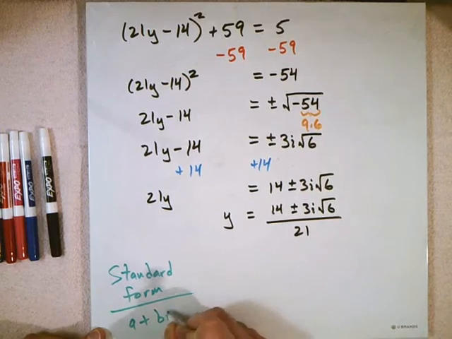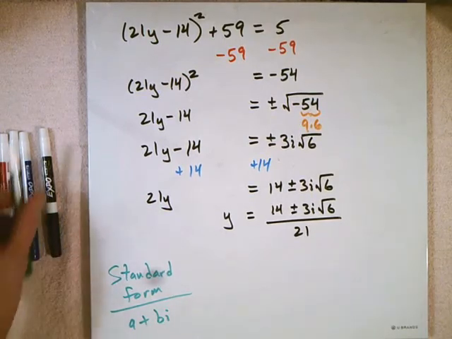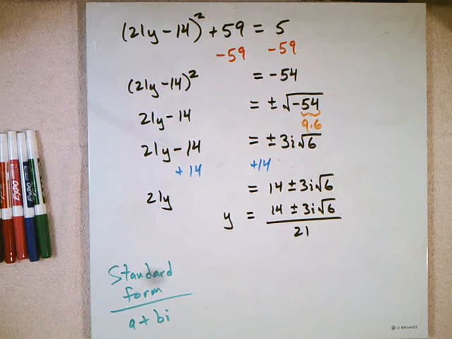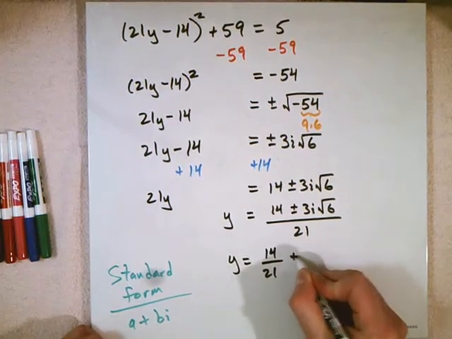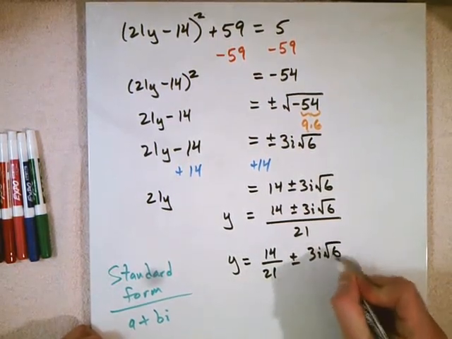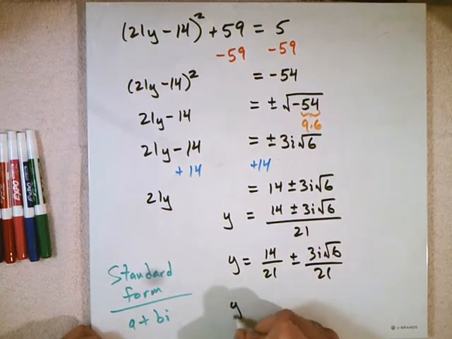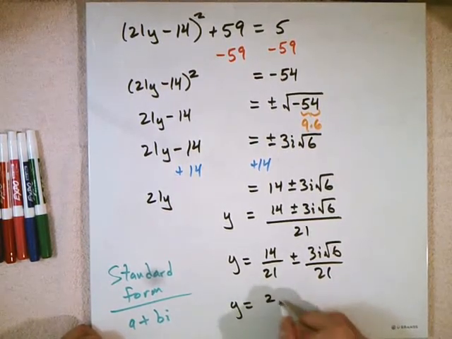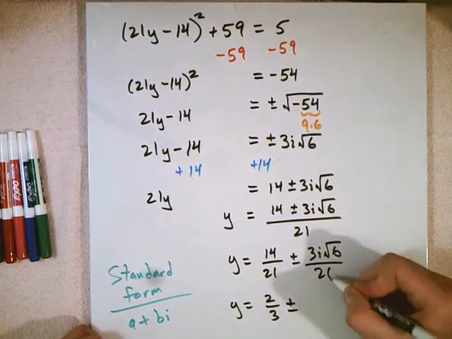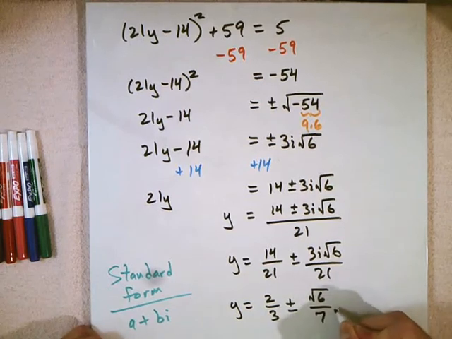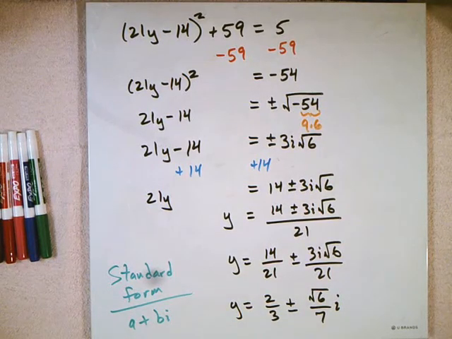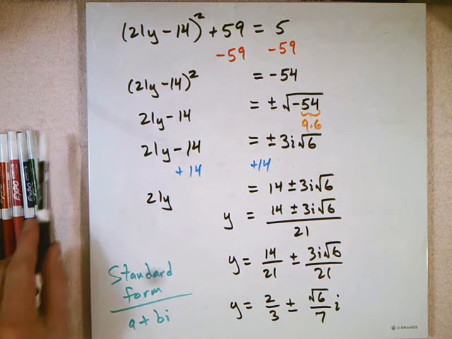So how does that work? Just like those problems we were doing with the complex number division, we break it up into two separate fractions. So you write this as 14 over 21 plus or minus 3i root 6 over 21. And then you reduce these fractions. The 14 over 21 is going to reduce to 2/3. The 3 and the 21 cancel there, leaving you just a 7 down below, root 6 on top. And then there's i. The i goes off to the right of a fraction. In other words, if the b in your complex number is a fraction, the i goes off to the right of it, like you see there. And so that's how we put the answer in standard form.